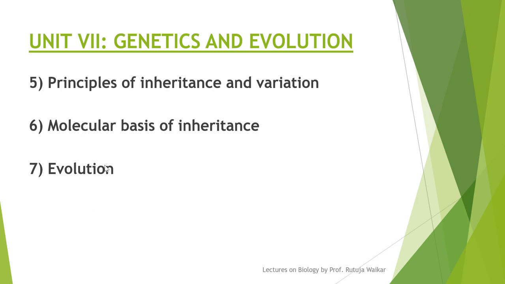Then Molecular Basis of Inheritance is also a very important chapter. Under it, you have to study DNA as genetic material and the Watson and Crick model. Then what the RNA structure is, what the DNA structure is, and what the genetic code is. After the genetic code, you also have to study transcription and translation. This is all under Molecular Basis of Inheritance, and this unit has high weightage, that is 18 marks.